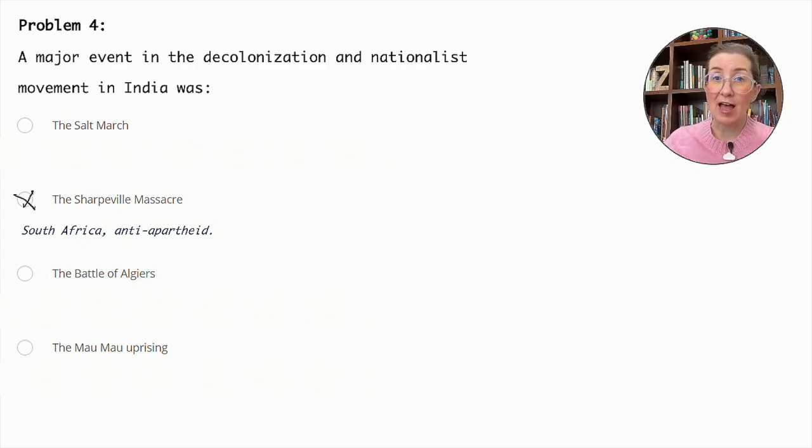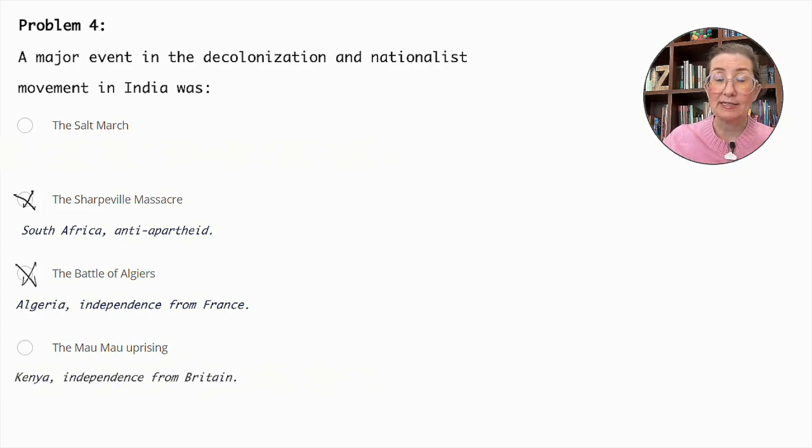The Battle of Algiers was a significant event in the Algerian struggle for independence from French colonial rule. So that is not correct either. The Mau Mau Uprising took place in Kenya and was a key part of Kenya's fight for independence from British rule. So that can be eliminated as well.